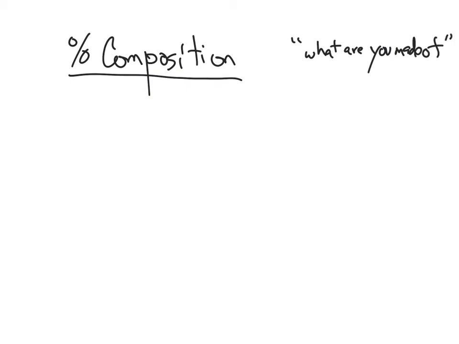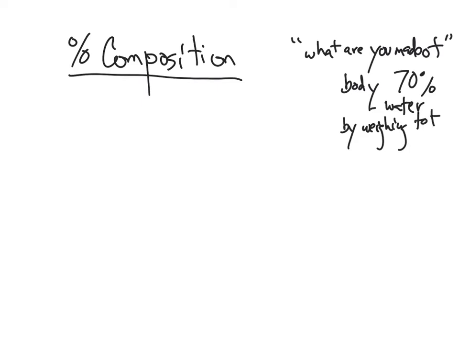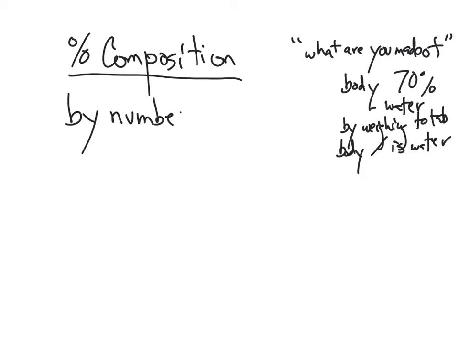There are two ways to look at it, but one of the examples I always like to give is you've all heard about how the human body is 70% water. The way they figured that out is by weighing the total body and figuring out how much of that is water. So there are two ways to do this. There's percent composition by number and percent composition by mass.